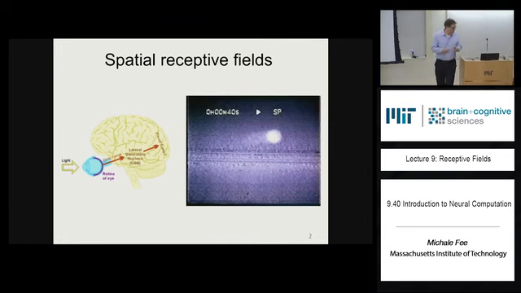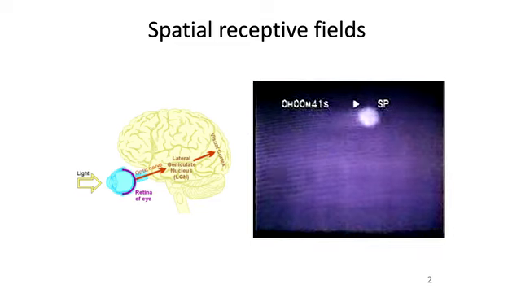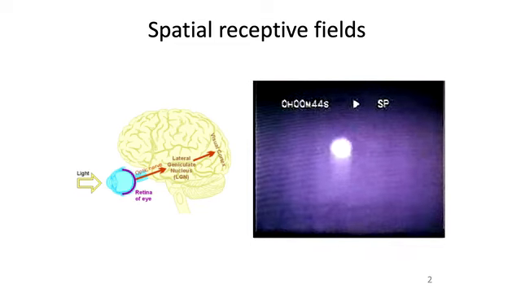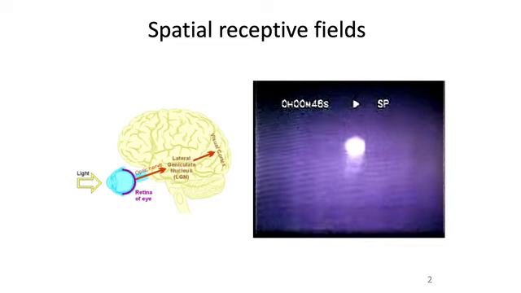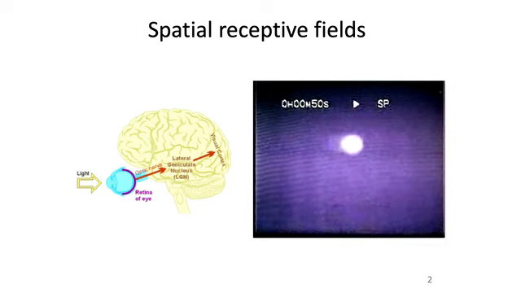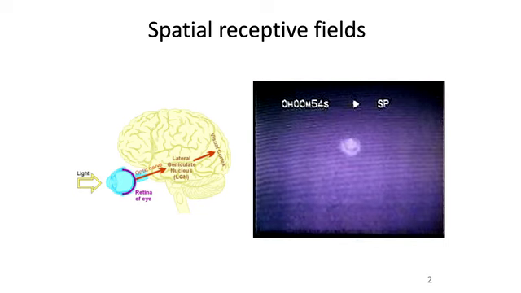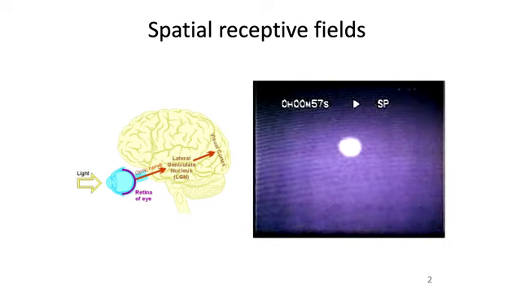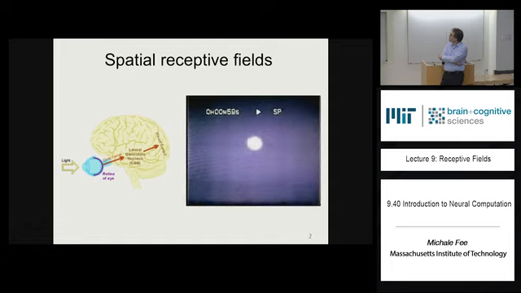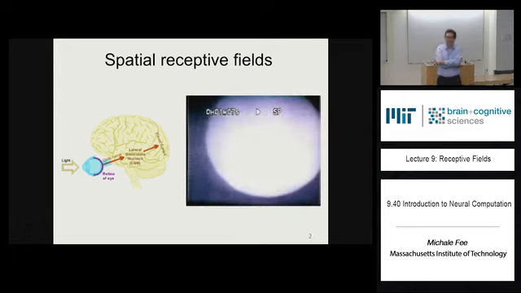Okay, so here's what one of those movies looks like. So you're hearing the action potential of a neuron in visual cortex. So you can see the neuron generates lots of spikes when you turn a spot of light on a particular part of the visual field.